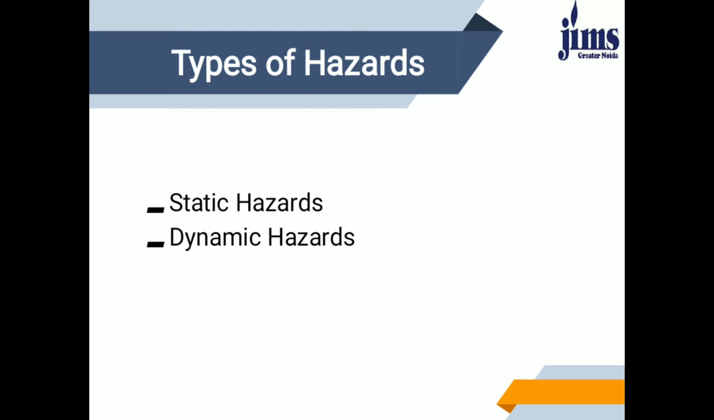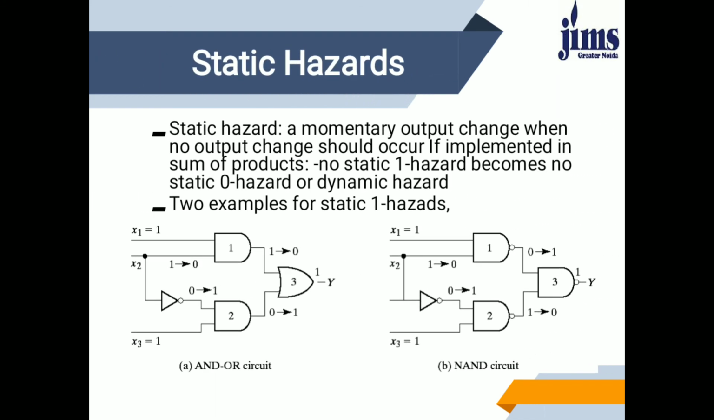So this is the cause of hazard, and now we will talk about how many types of hazards there are. Two types of hazards are there, one is static, one is dynamic. Static means it will remain in a state. Dynamic means it is changing again and again from 0 to 1, 1 to 0, 0 to 1, 1 to 0. So these are the two types of hazards. We will discuss first the static hazard. Now, what are static hazards? Static hazards are momentary output changes when no output change should occur. If implemented in sum of products, no static 1 hazard becomes no static 0 hazard or dynamic hazard.